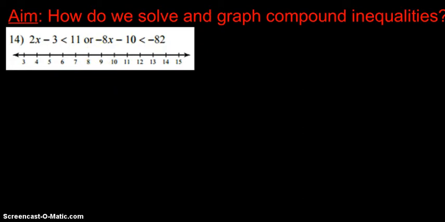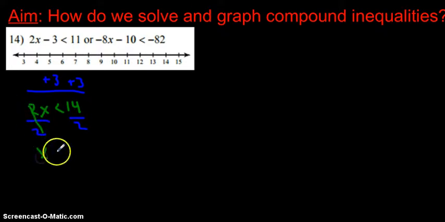I like the steps I'm using, but I don't like to double the colors. I want to make sure everything is clear. So add 3 to both sides, and that'll leave 2x is less than 14. Divide both sides by 2. Since we're dividing by a positive value, we will not be reversing the inequality, so that'll leave us with x is less than 7.